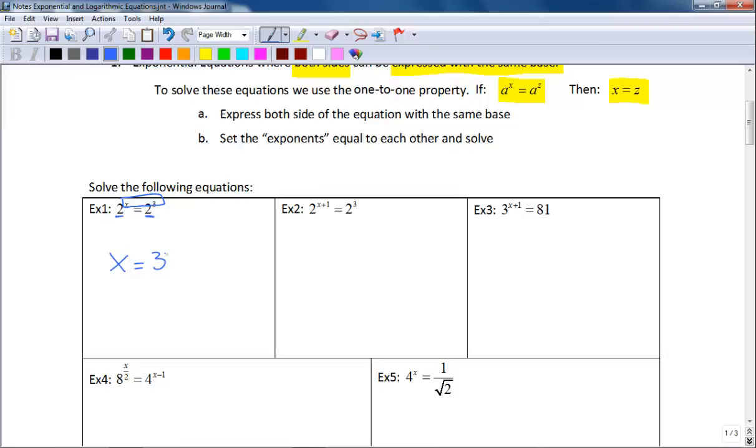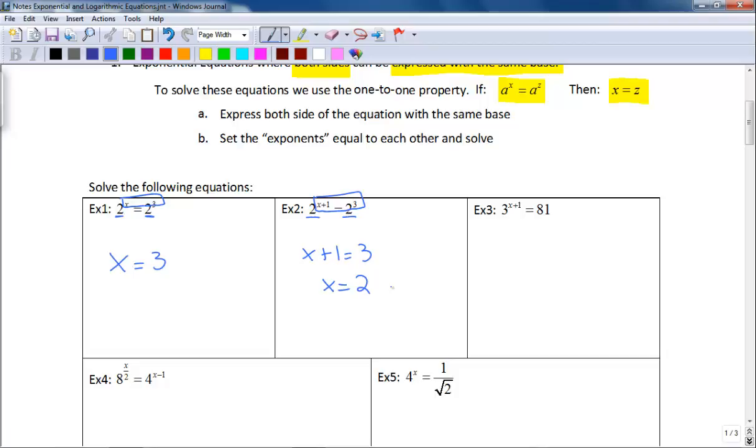Let's look at example 2. Again, you need the bases to be the same on both sides of the equation. My bases are already the same for this one, so I can set my exponents equal to each other. So I get x plus 1 is equal to 3. Next, solve for x. Subtracting 1 from both sides, I get x is equal to 2. So here, x is equal to 2.